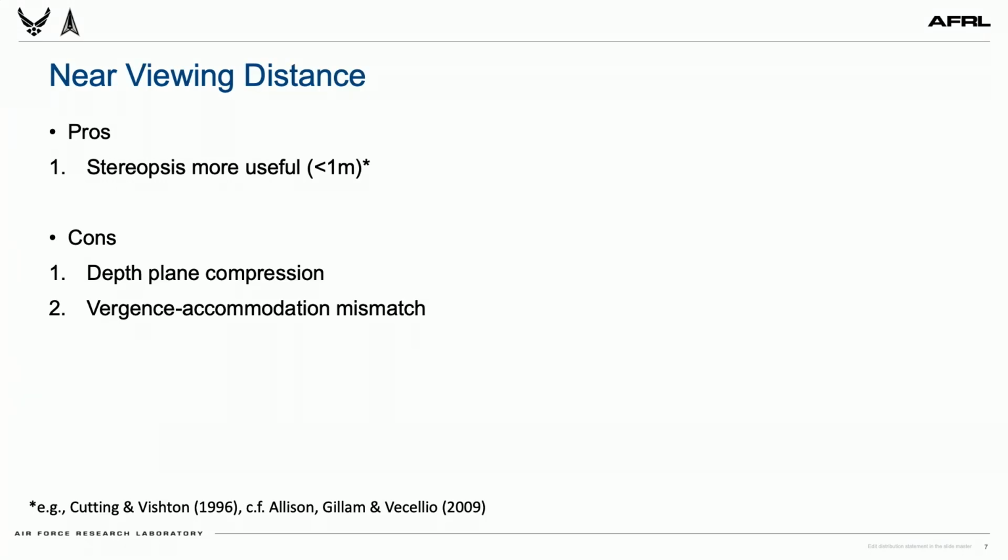Another example is viewing distance. So how close you're sitting to the 3D screen is going to change your image space perception as well. I'm going to be specifically talking about near viewing distance here. So the pro is you get that nice binocular stereopsis cue, so your binocular cue to depth. And that's been shown to be most useful at a meter or less.